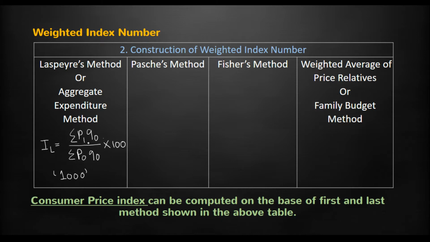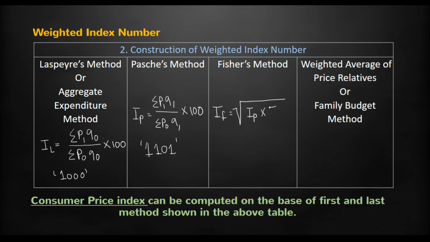In PASCHE'S method the formula is IP is equal to sigma P1 Q1 divided by sigma P0 Q1 into 100. You can simply see here that PASCHE'S has taken the quantity of the current year as the weight for the index number. You can simply remember the number 1101 to keep the formula in mind. Now, Fisher's method is the geometric average of LASPEYRE'S and PASCHE'S methods. So IF, Fisher's index, is equal to the square root of IP into IL.